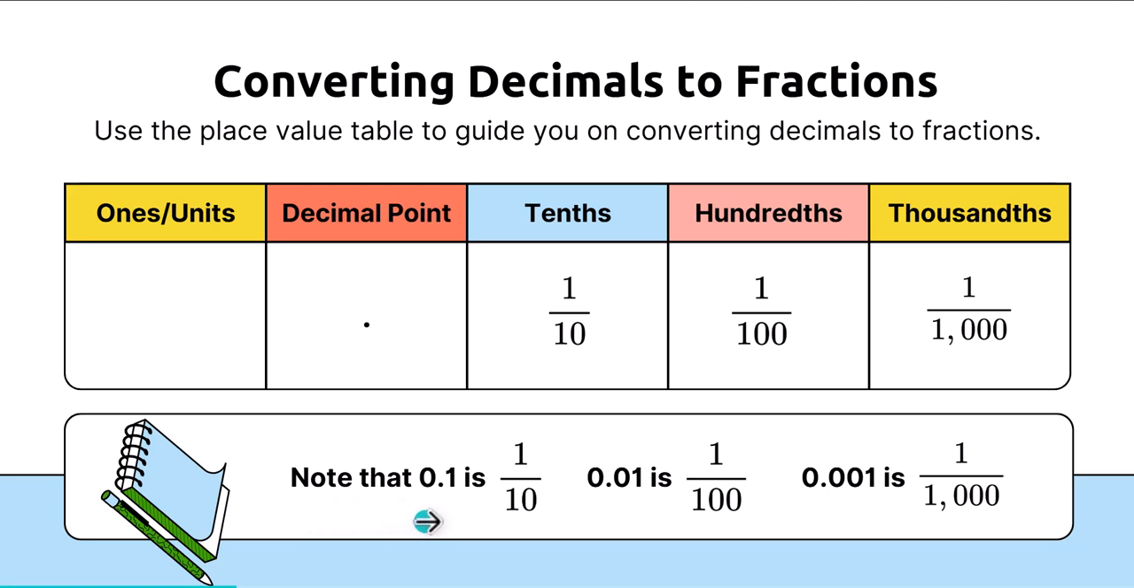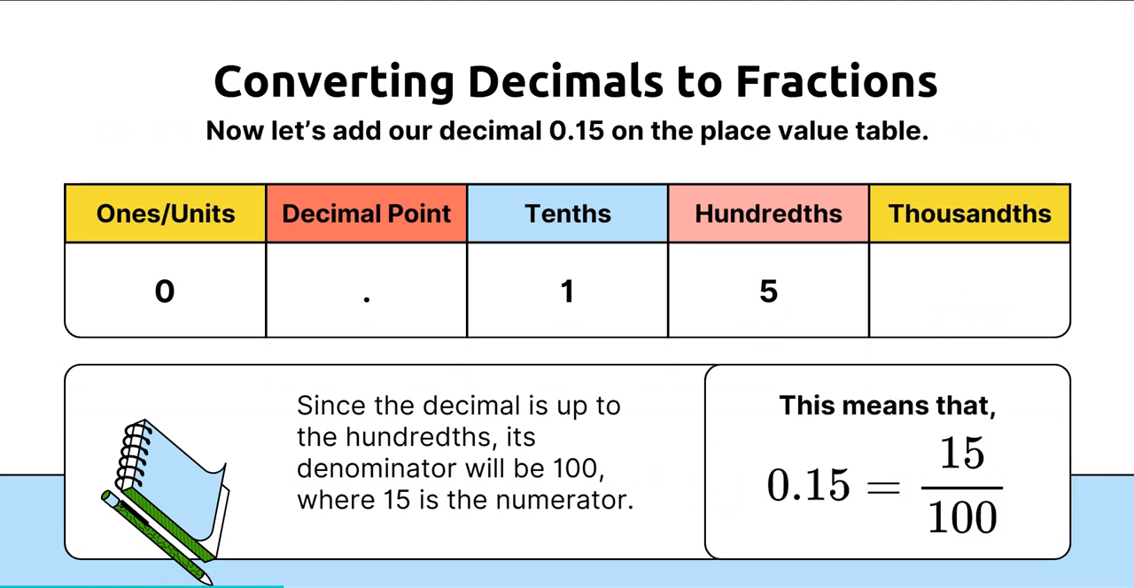You should also note that 0.1 is equal to 1 upon 10, 0.01 is equal to 1 upon 100, and 0.001 is equal to 1 upon 1000. Since the decimal is up to the hundredths, its denominator will be 100, where 15 is the numerator. As you can see, there are 2 zeros in the denominator. You should have 2 numbers after the decimal.